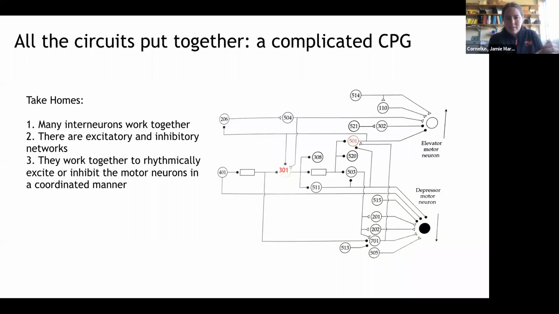You can see the motor neurons on the right-hand side of the figure, the elevator that moves the wing up and the depressor that moves the wing down. They have a lot of different interneurons synapsing onto those motor neurons, and some of them are excitatory and some are inhibitory. So you've got a lot of coordinated effort to generate the right pattern in the elevator and depressor motor neurons.